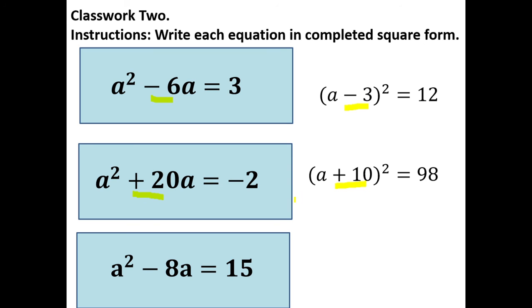Okay, pause your video again. Complete the square, run it through a puzzle box, and get your completed square form of a perfect squares quadratic equation. Okay, let's compare answers. And -8 divided by 2 is -4.